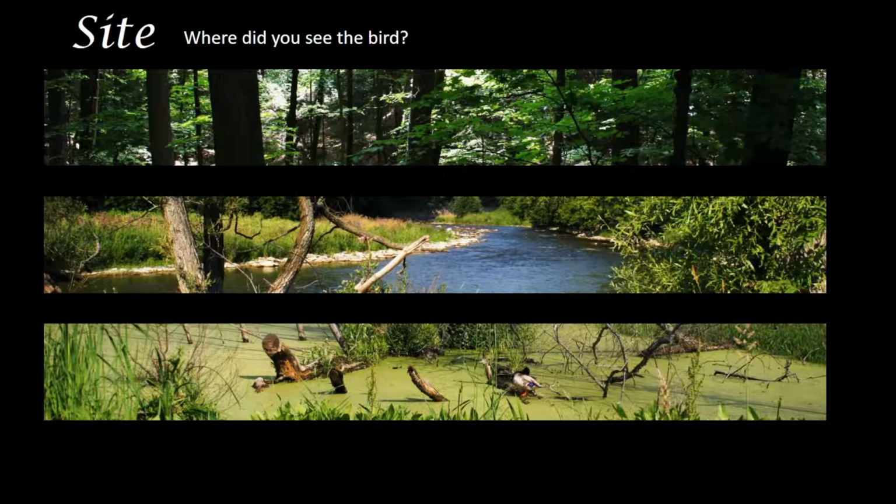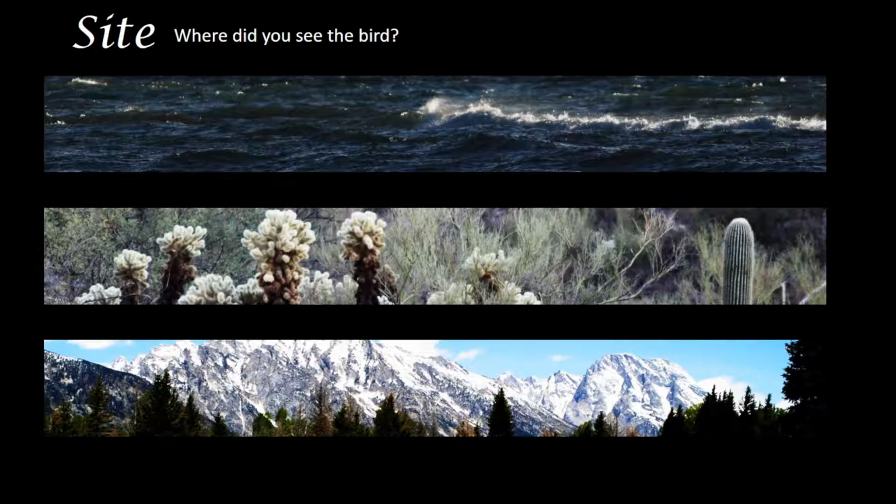Now consider, where did you see the bird? Did you see it in the forest? Did you see it by a river? Did you see it by a lake or a pond? Were you in the desert? Were you in the mountains? Were you by the ocean? Were you on a beach? Each of these places are called habitats, and each habitat has its own type of birds that like to use it. This will give you another clue as to what type of bird you saw.